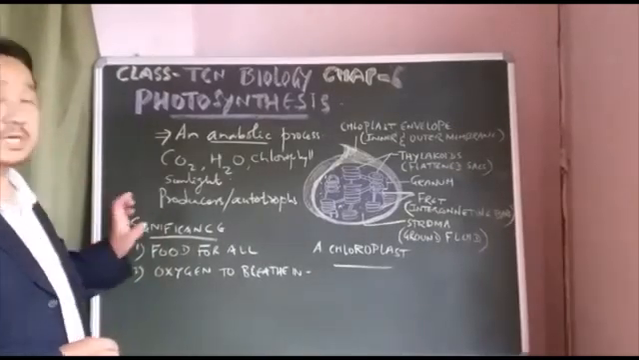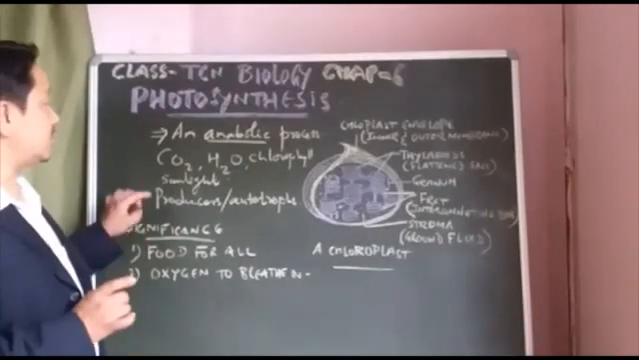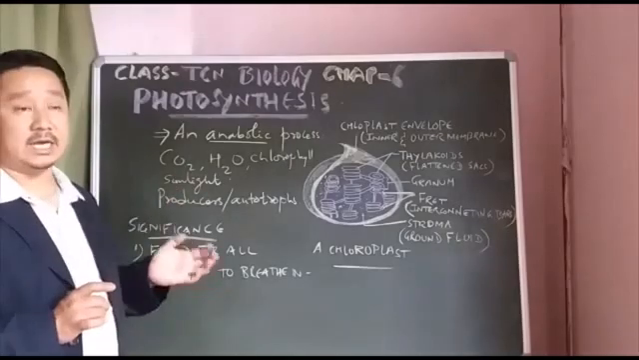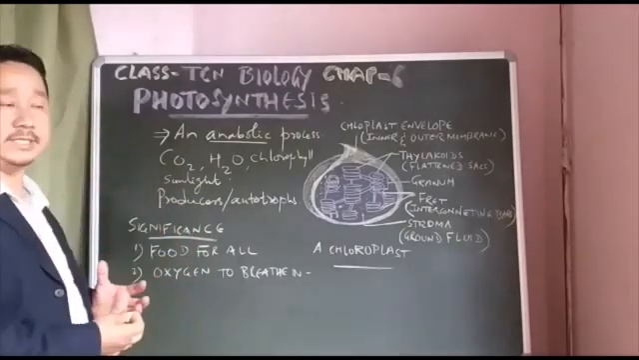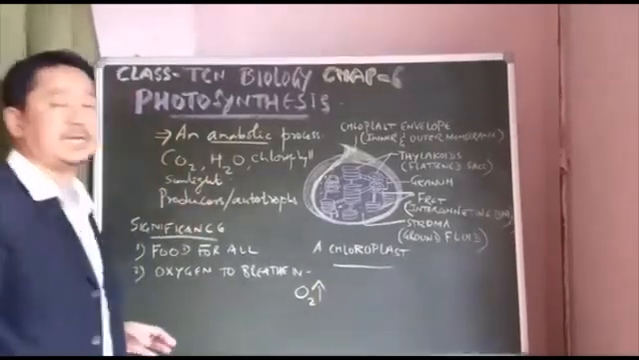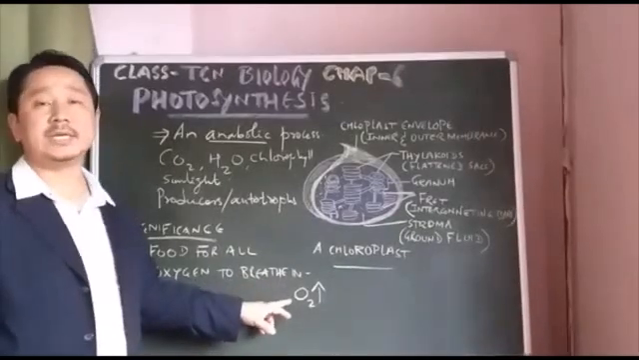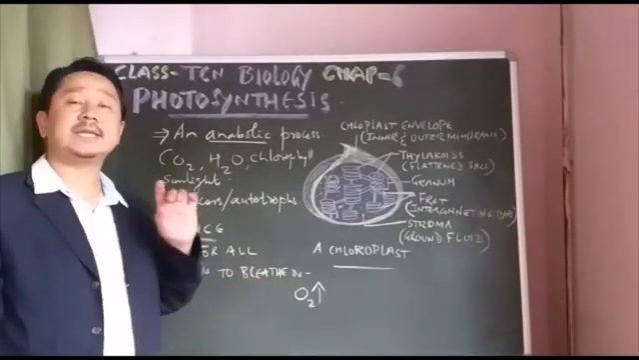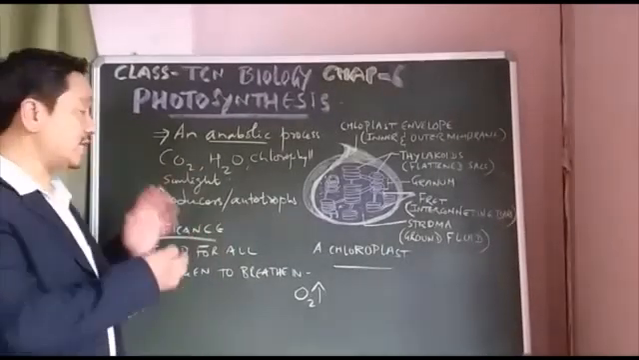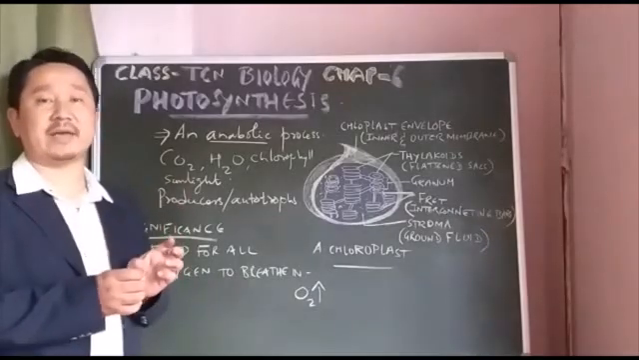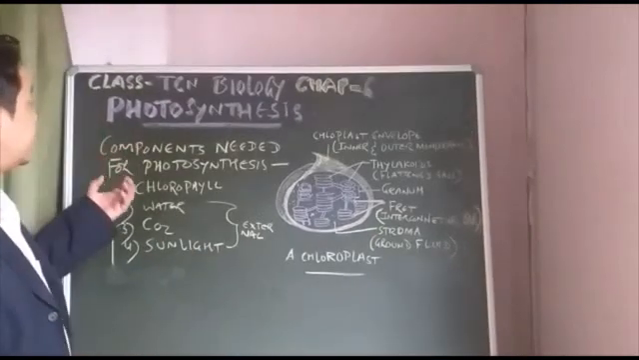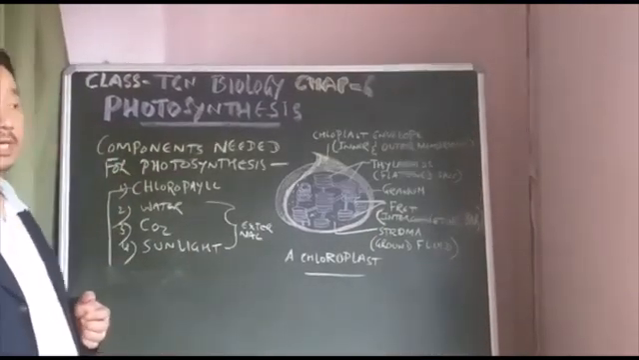Number two, oxygen to breathe in. Photosynthesis is the process where plants utilize raw materials, carbon dioxide, water, sunlight. After the process, as a byproduct, oxygen is also released to the atmosphere, which is needed by all living creatures for respiration. So these are the main significances of photosynthesis.